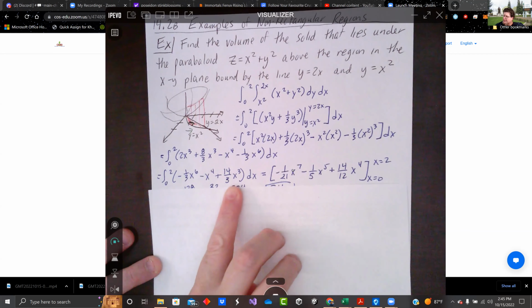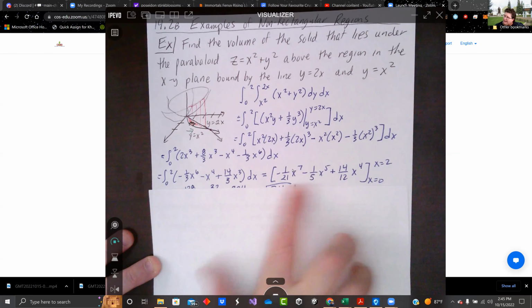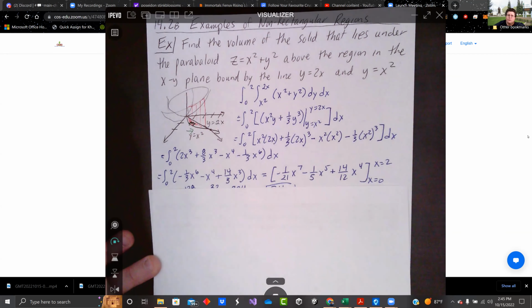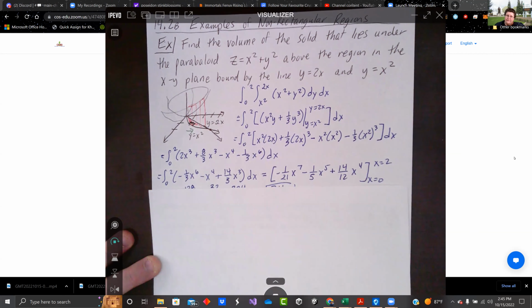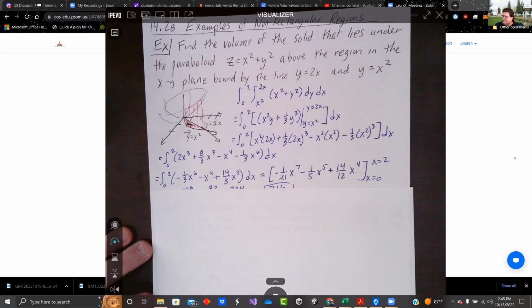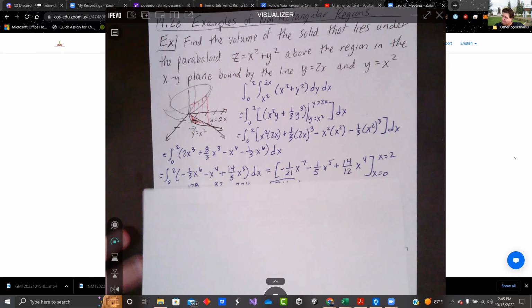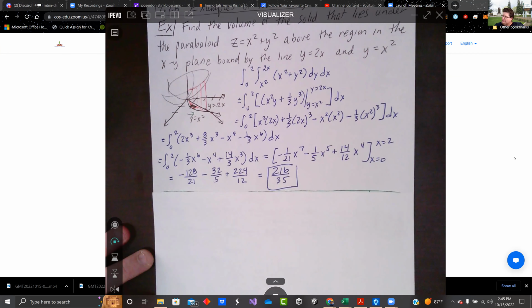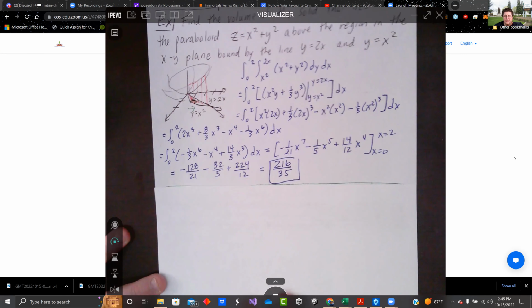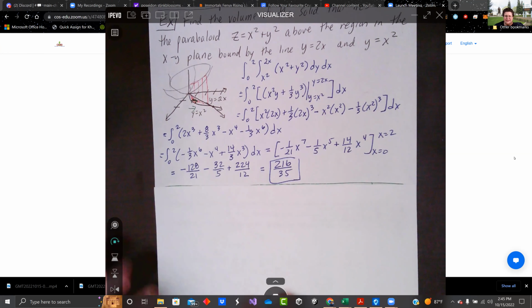So we integrate this with respect to x. We get that function, negative 1/21 x to the 7th minus 1/5 x to the 5th plus 14/12 x to the 4th. I know that simplifies, I wouldn't leave it that way at the end. But now we're doing from x equals 0 to x equals 2. You clean it all up, you get 216 over 35. 35's only factors are 7 and 5, and neither of them divide into 216 evenly. So that is a simplified fraction.